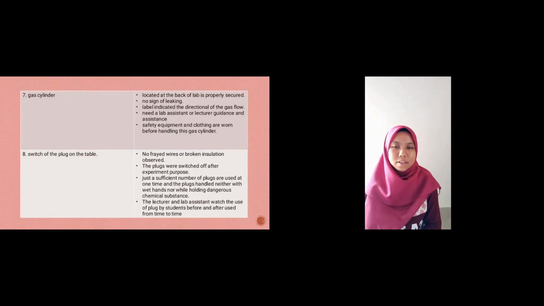Seventh inspection is about the gas cylinder. The gas cylinder is located at the back of the lab and it is properly secured. There is no sign of leaking, and the label indicated the direction of the gas flow. To use the gas cylinder needs a lab assistant or lecturer guidance or assistance. The safety equipment and clothing are worn before handling this gas cylinder.